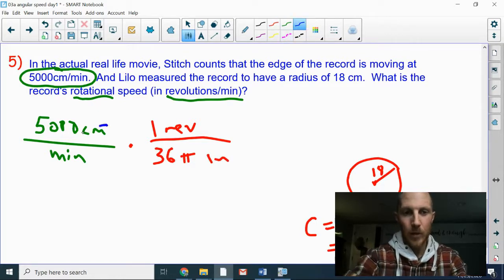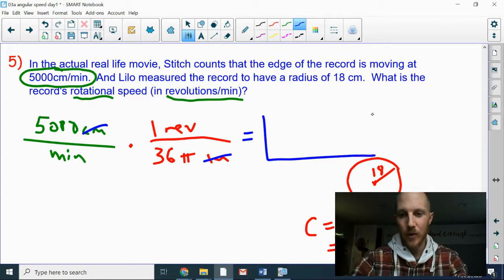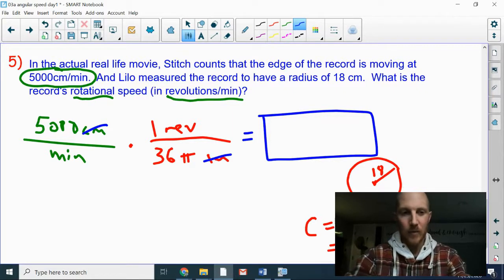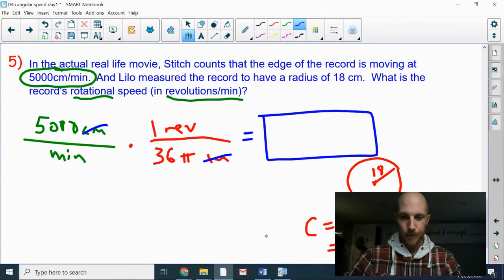Okay, so the green centimeters in the numerator and the red centimeters in the denominator, those are going to cancel each other. The only units that remain at this point are revolutions on the top and minutes on the bottom. That is what the directions asked me for. So I've matched what the directions asked. I got the right conversion factors. I got them in there correctly. Everything is good. So I just need to multiply. Well, I guess in this case, I actually divide 5,000 divided by 36 pi.